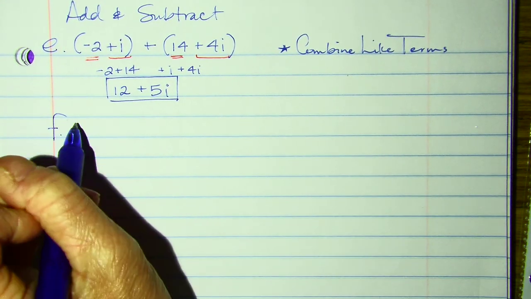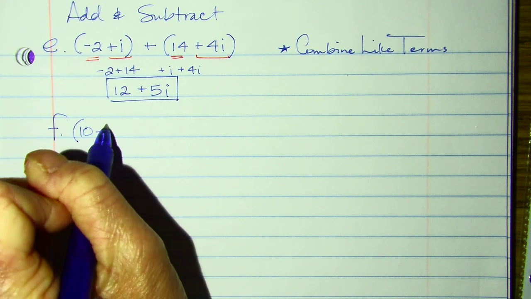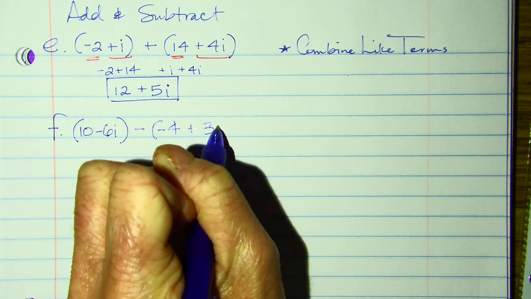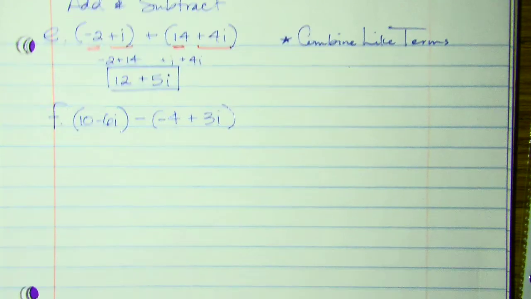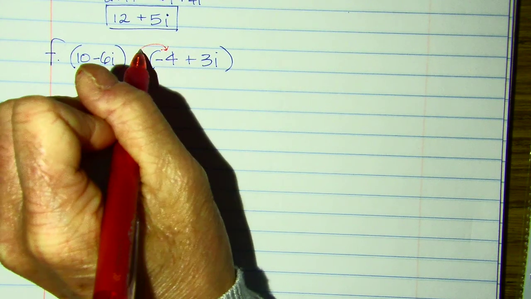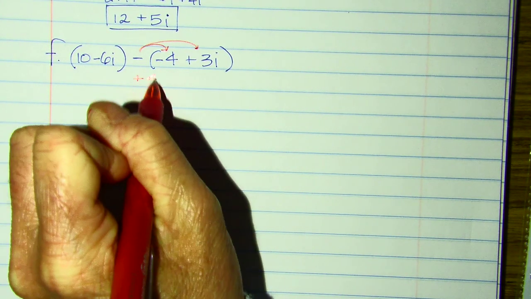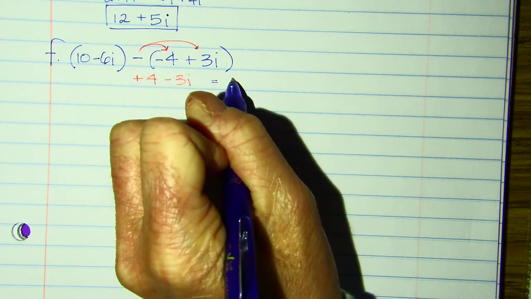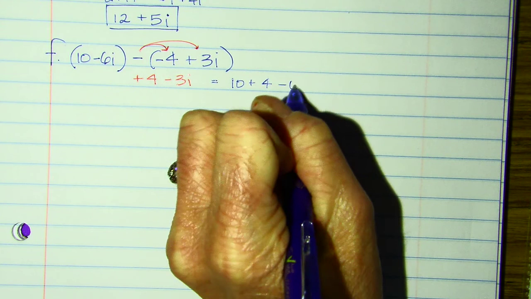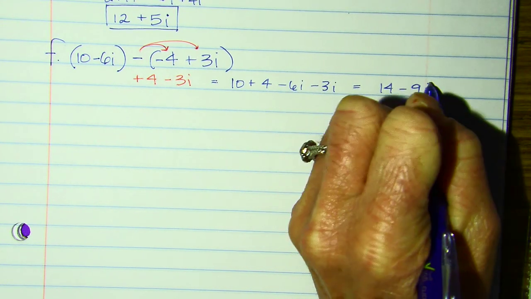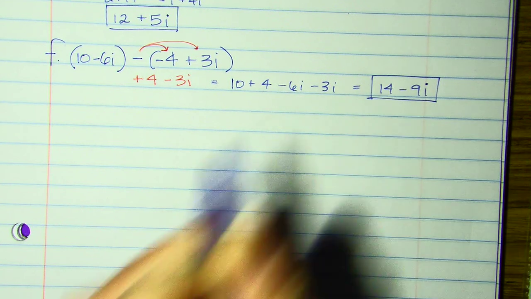Part F. So my first complex number is 10 minus 6i minus negative 4 plus 3i. Now the first thing I'm going to do here, I'm subtracting. And so that negative affects both the negative 4 and the 3i, so it makes a positive 4 and a negative 3i. Now I'm going to combine like terms, right? So that would be 10 plus 4 minus 6i minus 3i, which would give me 14 minus 9i.